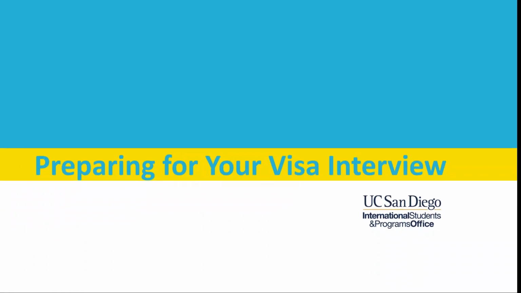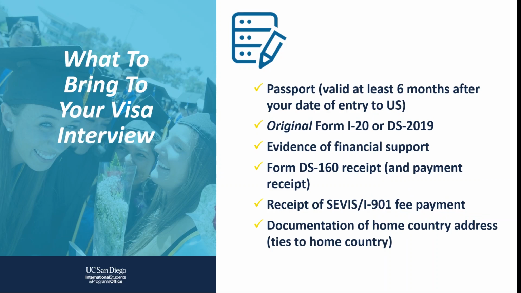Now, let's discuss preparing for your visa interview. These below listed are the items you will need to bring with you at your visa interview. Your passport, which is valid up to 6 months after your date of entry into the U.S., original Form I-20 or Form DS-2019, evidence of financial support for your studies at UC San Diego, a receipt of DS-160 application and payment, a receipt of your SEVIS I-901 fee payment, and lastly, documentation of home country address to show ties to your home country, such as utility bills.